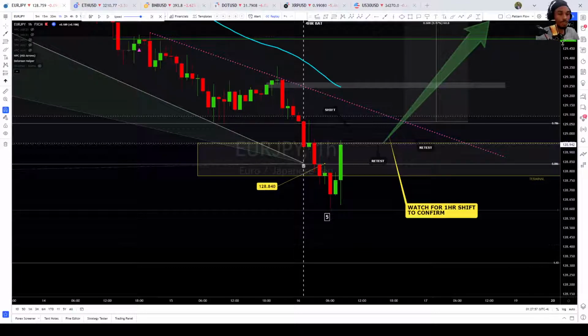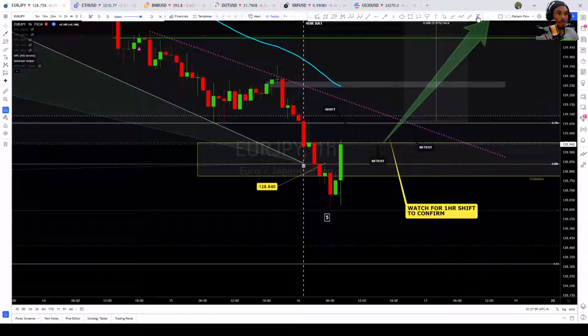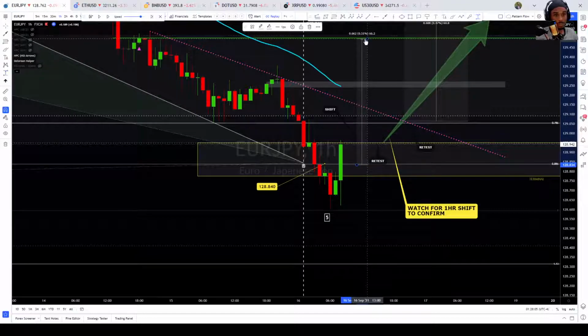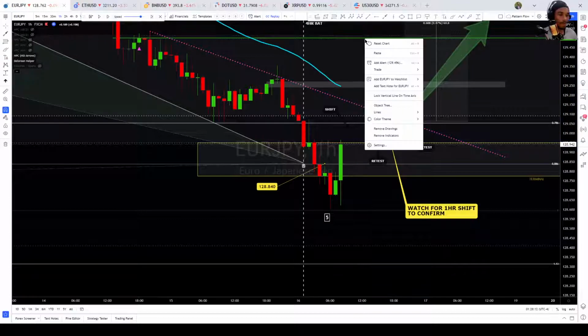So in Euro JPY at this specific time, the profit range from the completion of this harmonic pattern to the first target range is a 662. That's 60 pips. 60 points, however you want to count it. Profits, take it or leave it.